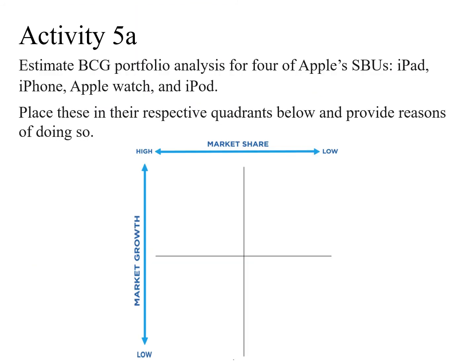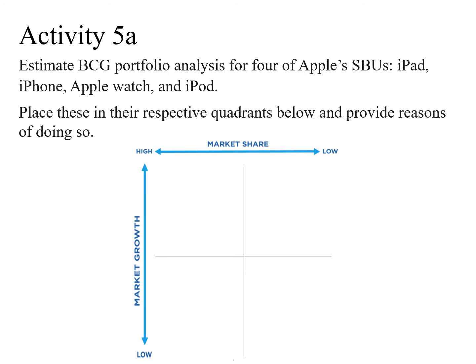So it's time for our Activity 5 now. Activity 5 has 3 parts. In order to get full credit for Activity 5, you need to complete all 3 parts. This is 5A, where you need to estimate the BCG portfolio analysis for 4 of Apple's SBUs: iPad, iPhone, Apple Watch, and iPod. Basically, you need to put them in their respective quadrants, and do not forget to provide reasons for putting them in the quadrant that you are putting them in.